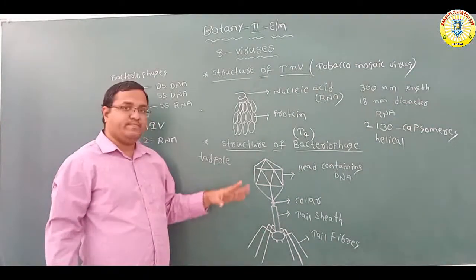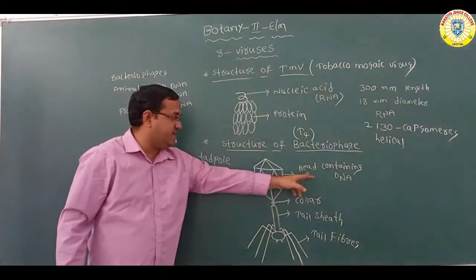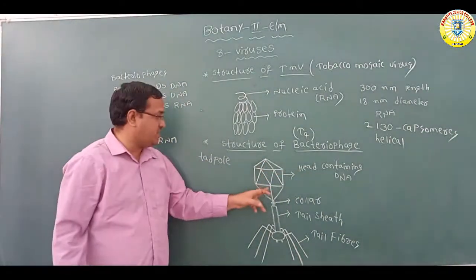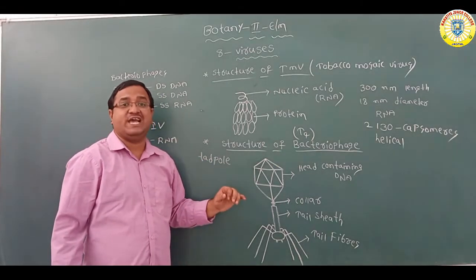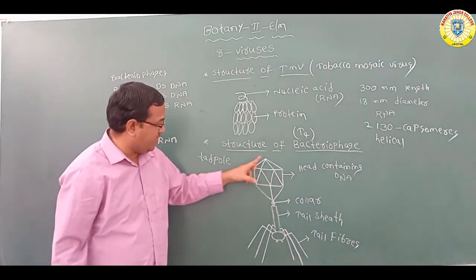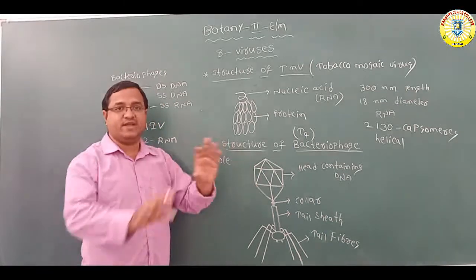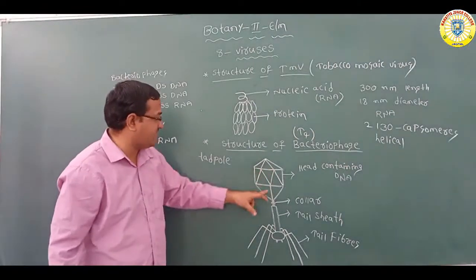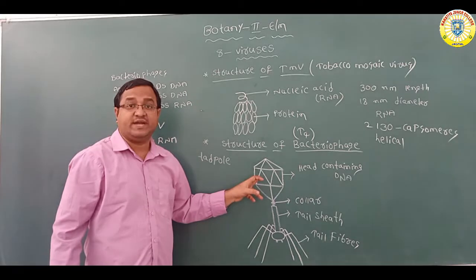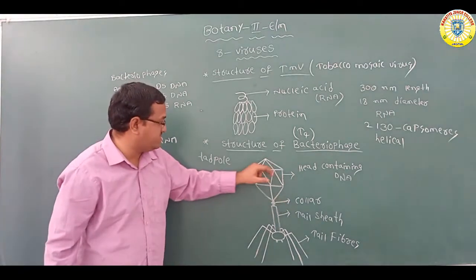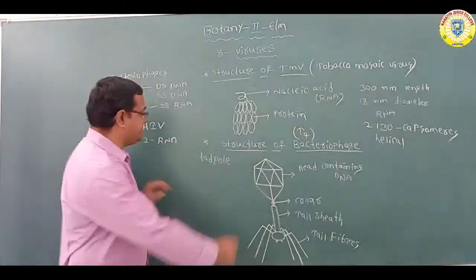So here we can see mainly three parts are there. One is the head. Head contains the DNA. Already you know that the head shows polyhedral symmetry. Poly means many, hedral means surfaces. So many surfaces are there here. You can see the head contains DNA, and the structure of the head is polyhedral symmetry.